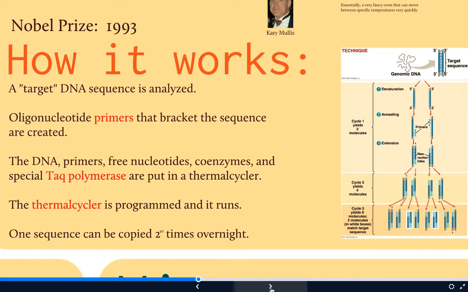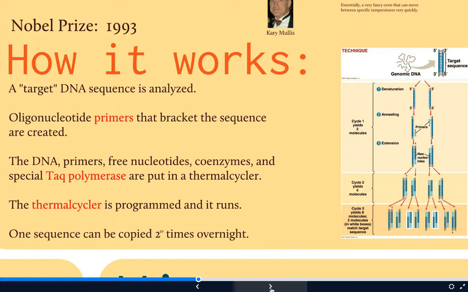A target DNA sequence is analyzed, right? So we only have a small segment. We need that primer to bracket the sequence, right? And so the bracketing of the sequence ensures that we're only going to amplify that particular sequence.